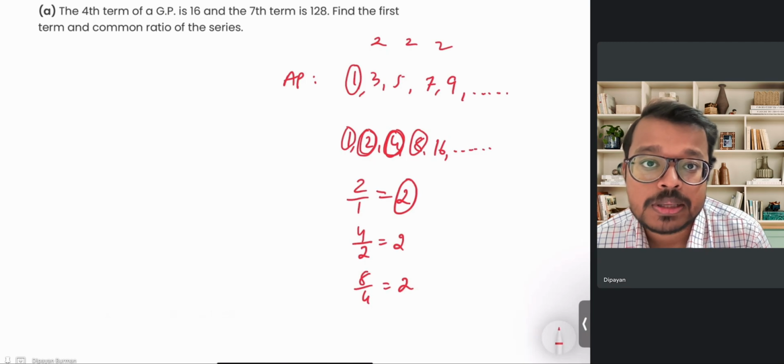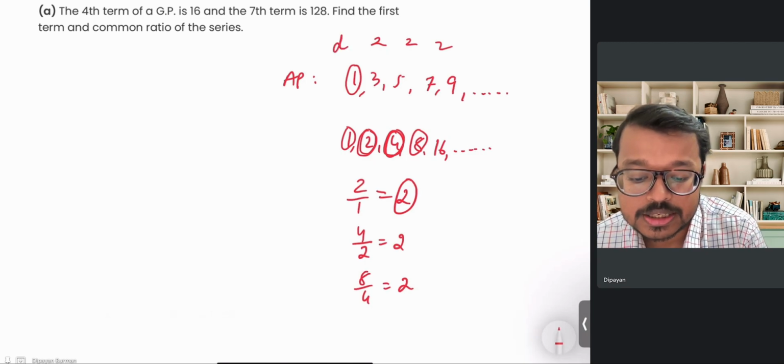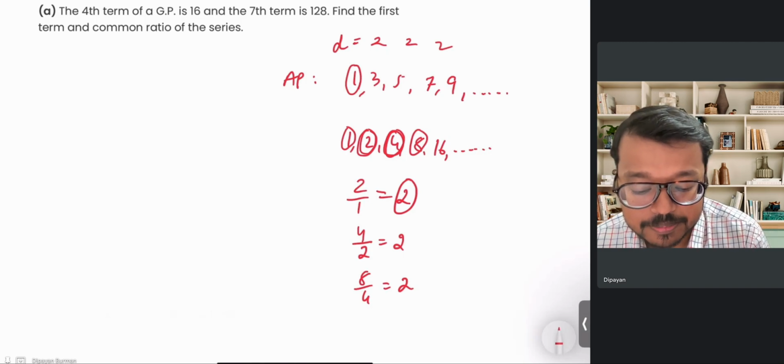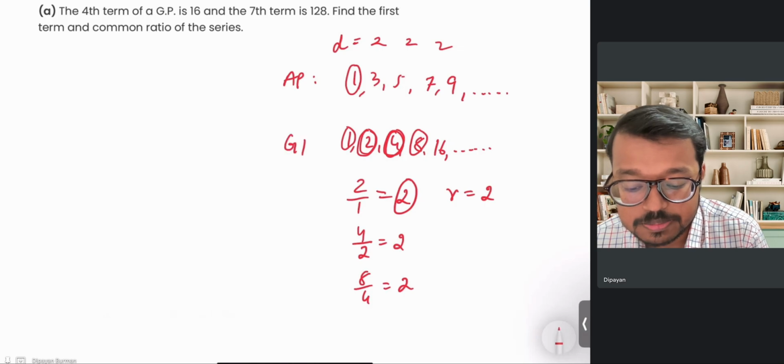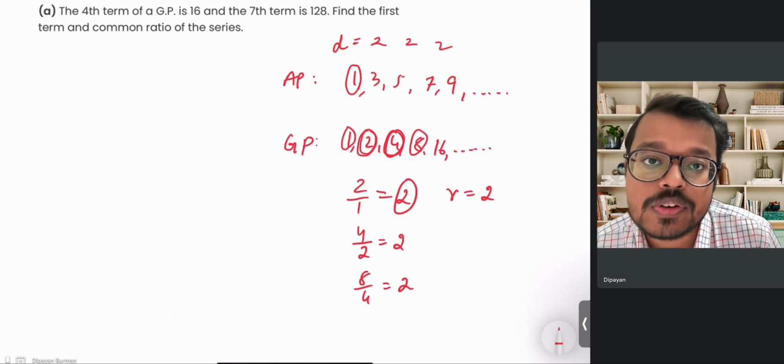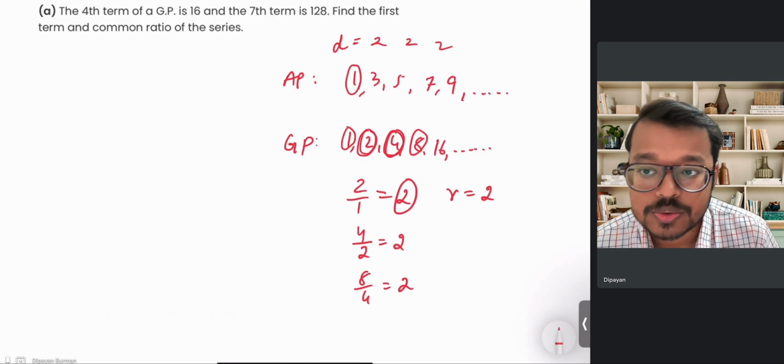In case of AP, the common difference was denoted as D. D was equal to 2 in the first example. In the second example, the common ratio R is equal to 2. So this becomes a geometric progression, any series where the consecutive terms have a common ratio.